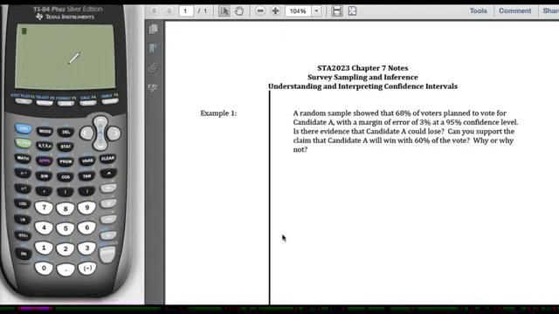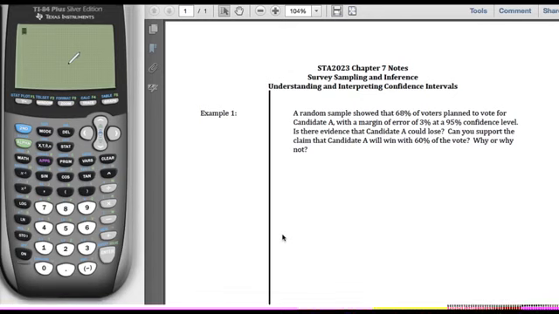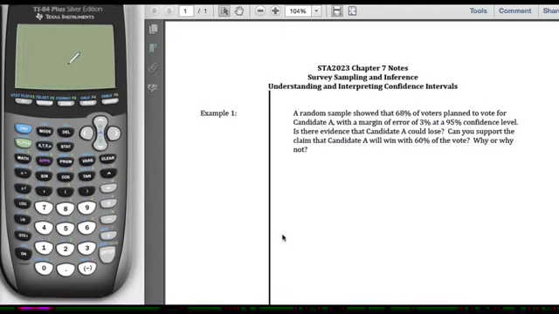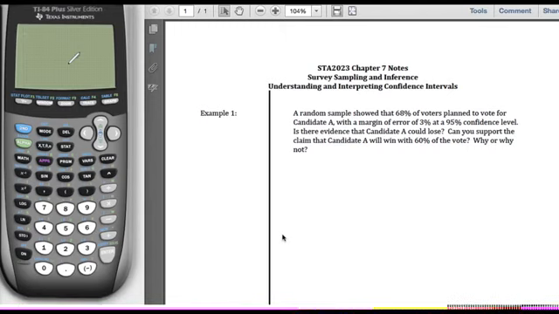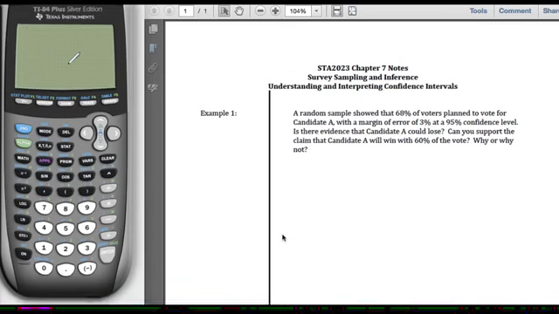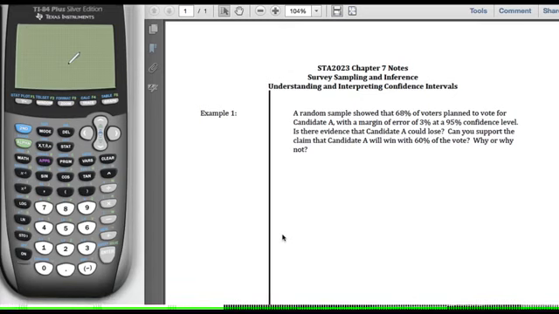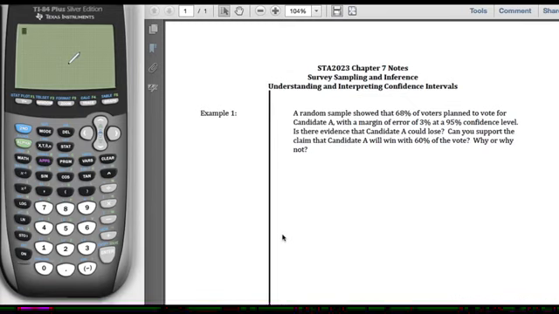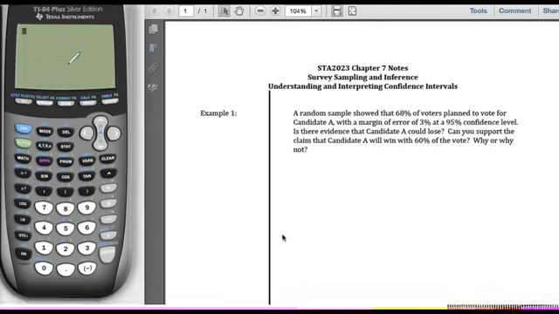It says a random sample showed that 68% of voters plan to vote for candidate A with a margin of error of 3% at a 95% confidence level. There are three questions to answer here. Number one, is there evidence that candidate A could lose? Number two, can you support the claim that candidate A will win with 60% of the vote? And then the final question, why or why not?